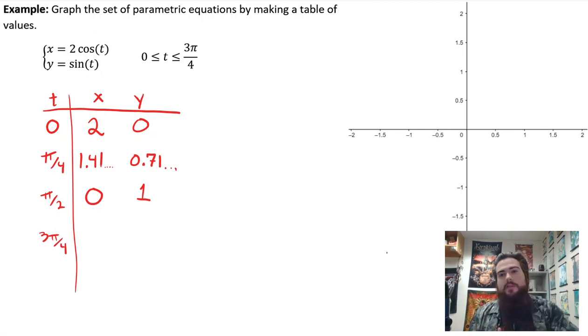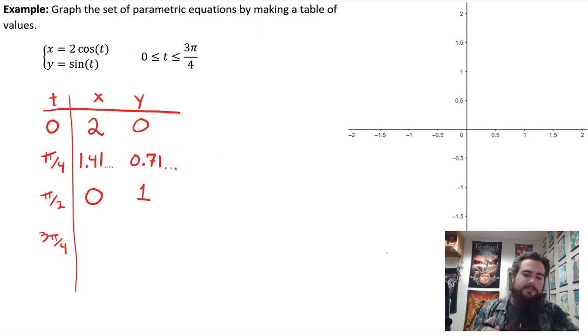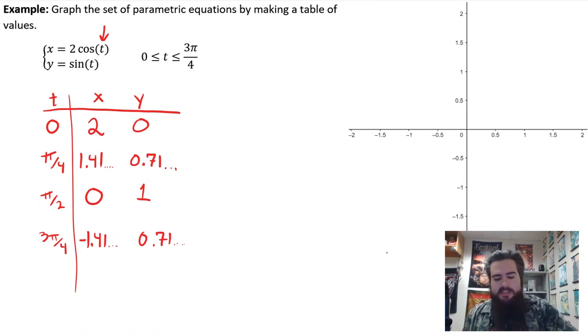And lastly, if I plug in 3 pi over 4, well, I'm just going to get the same values I did up here when I plugged in pi over 4. However, one of those is going to be negative. When you plug 3 pi over 4 in for cosine, cosine is negative in quadrant 2. So I'm going to get negative 1.41 approximately, and another positive 0.71. You can keep all answers exact here, but I'm just rounding so that I can graph this a little bit more appropriately on my curve here.